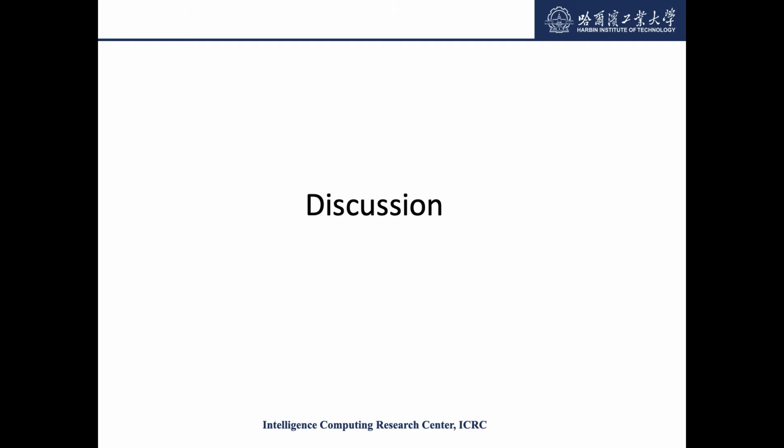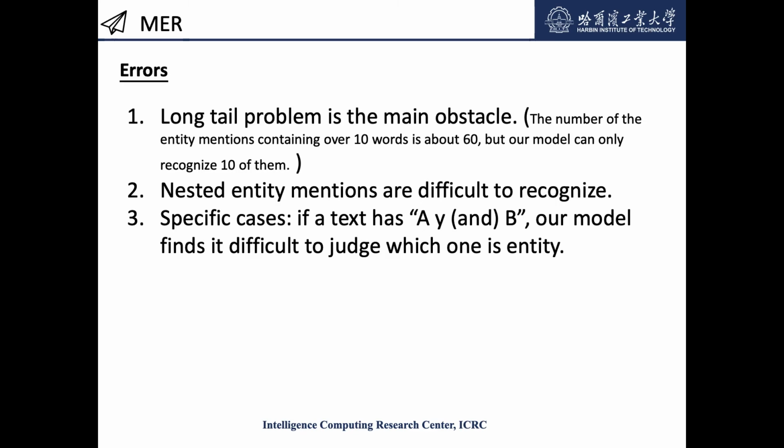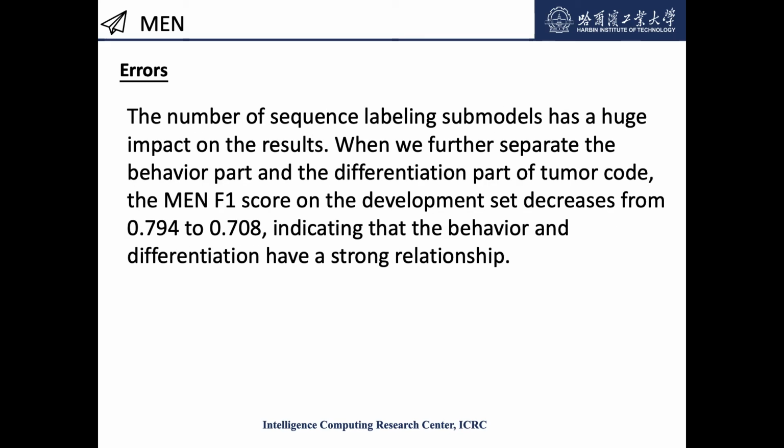The next section is our discussion. For the MER task, there are the following errors. First, the long-tail problem is a main obstacle. Our model can only recognize a few of the long entities. Second, our model finds it hard to recognize nested entities because of their rareness in the Chinese set. Third, there is a specific case. When a sentence has the structure A and B, our model has difficulty recognizing which one is the entity.